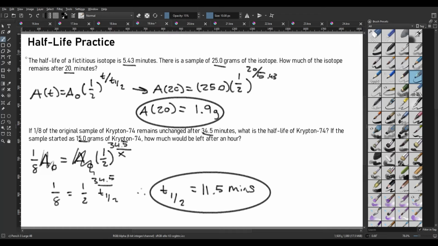Now what about the second part of the question? The sample started at 15 grams, so this is another scenario here. Let's make sure, let's write this over here. So the half-life is equal to 11.5 minutes. So we're going to have to erase this. So we're going to use our equation more directly this time.